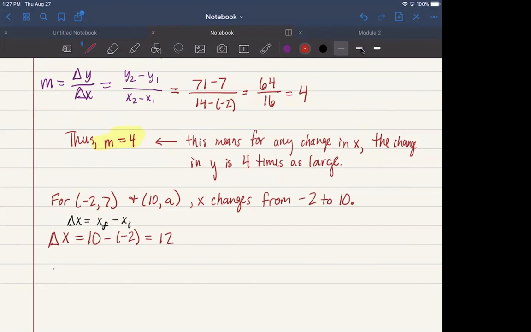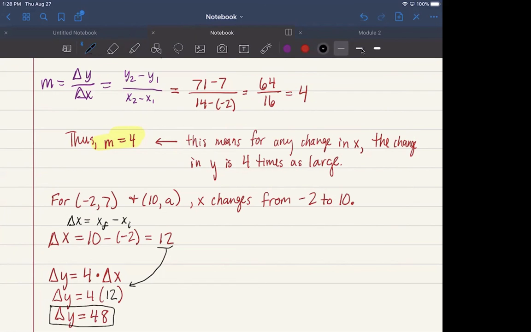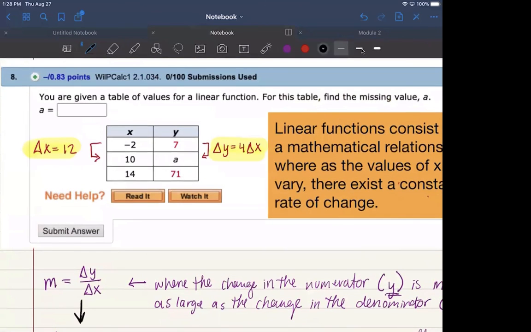And so then remember I told you that delta y equals 4 times delta x. So let's plug that in. So we have delta y equals 4 times 12, because that's our change. And now we're stating that delta y equals 48. How is that useful, you guys? How is that useful? So, yes, I'm doing a lot of scrolling because I can't bring that down.